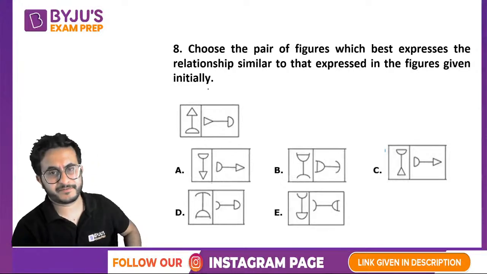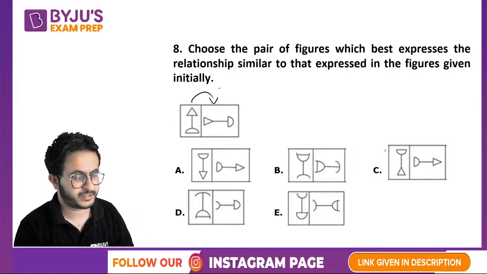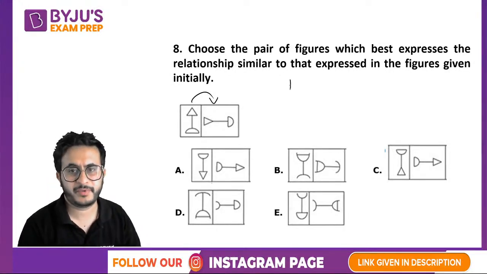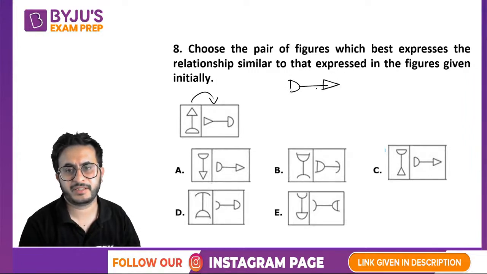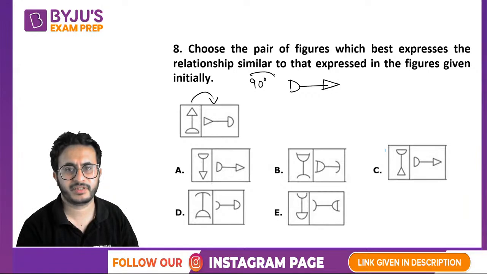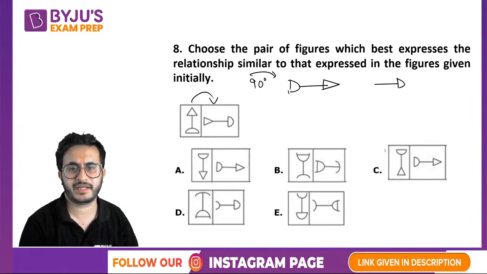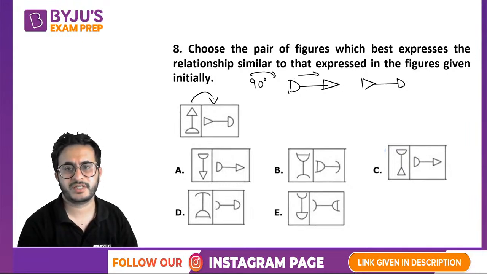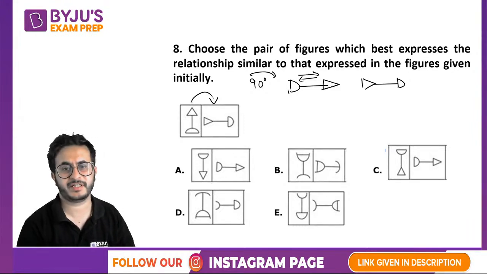So what is happening in this figure, right? First a 90-degree rotation. If you rotate it by 90 degrees in this direction, it will become like this. Now what they have done is they have just exchanged these. This D shape which was behind has come this side and the arrow, this triangle, is this side. So we just exchange these two. Okay, first rotation and then exchange.